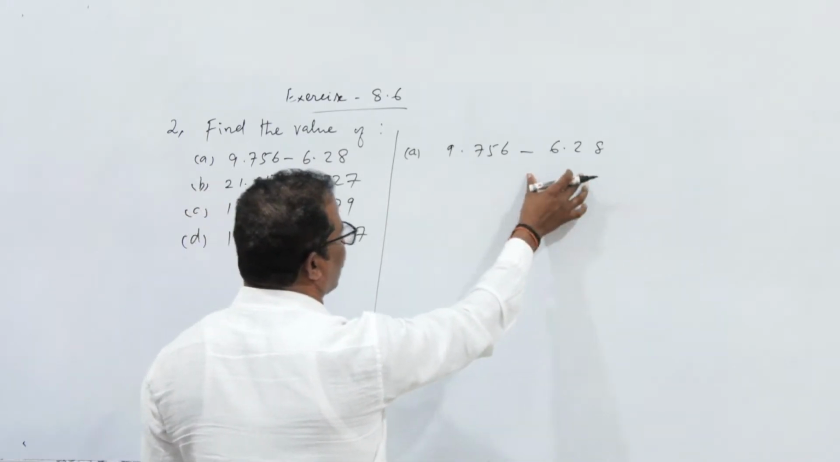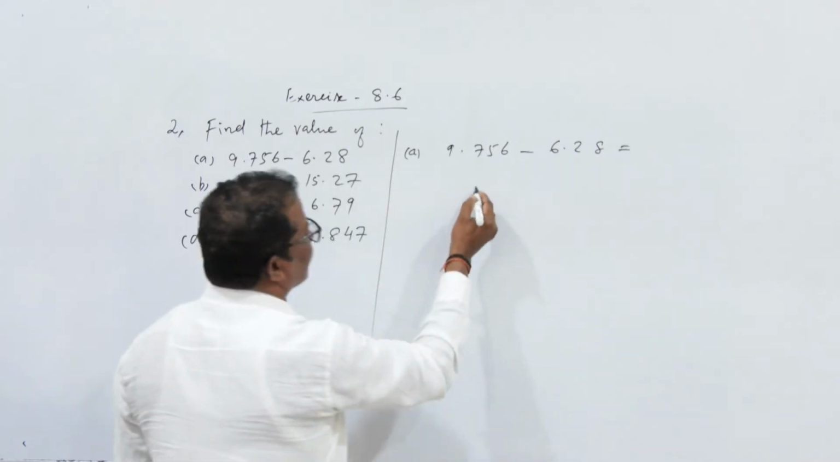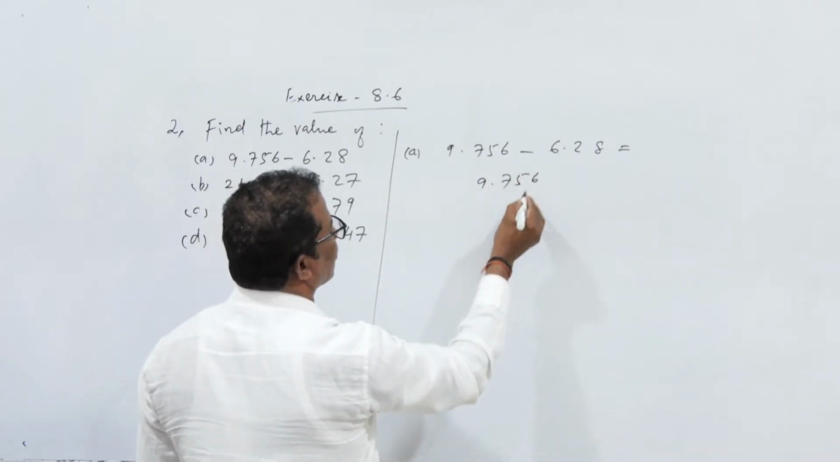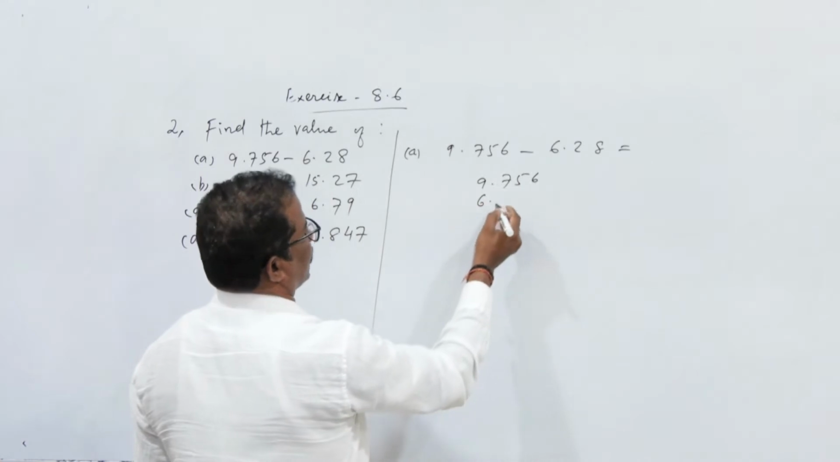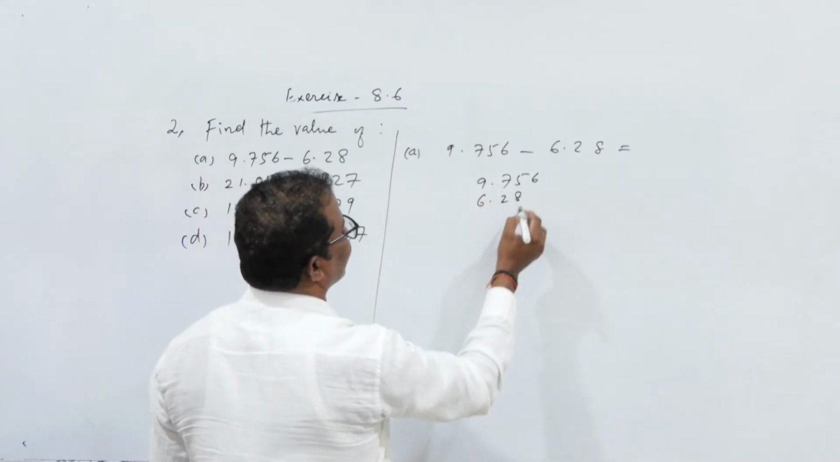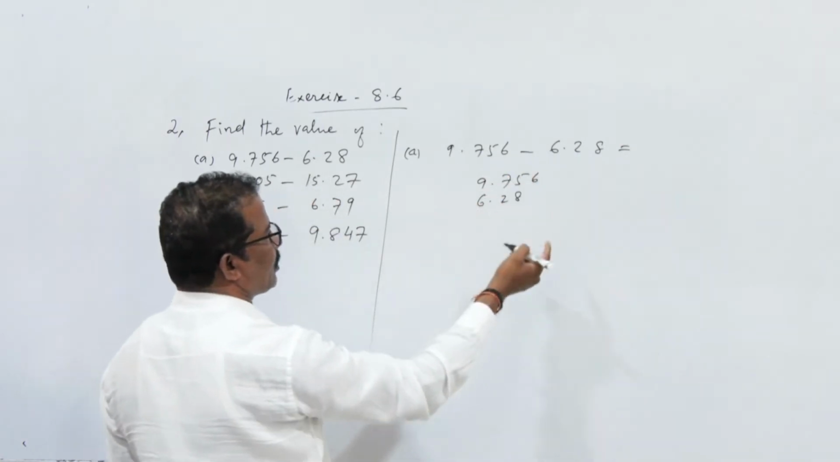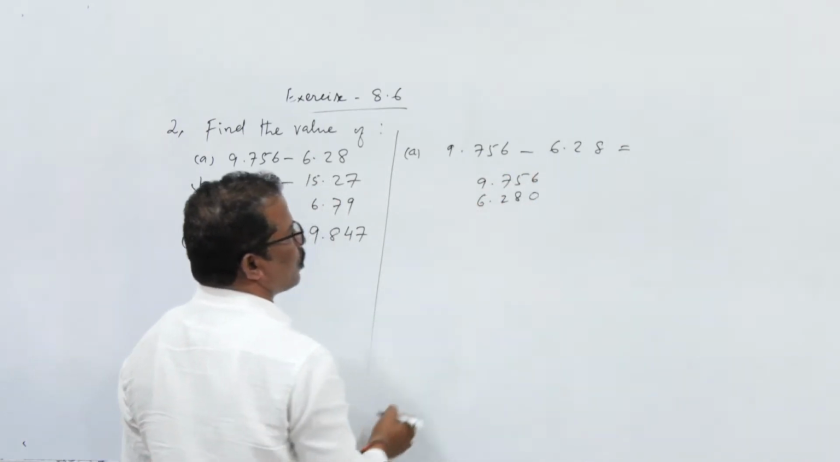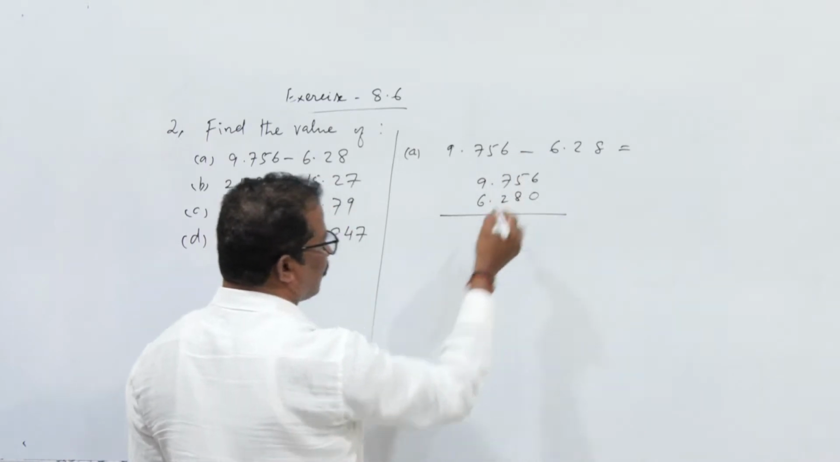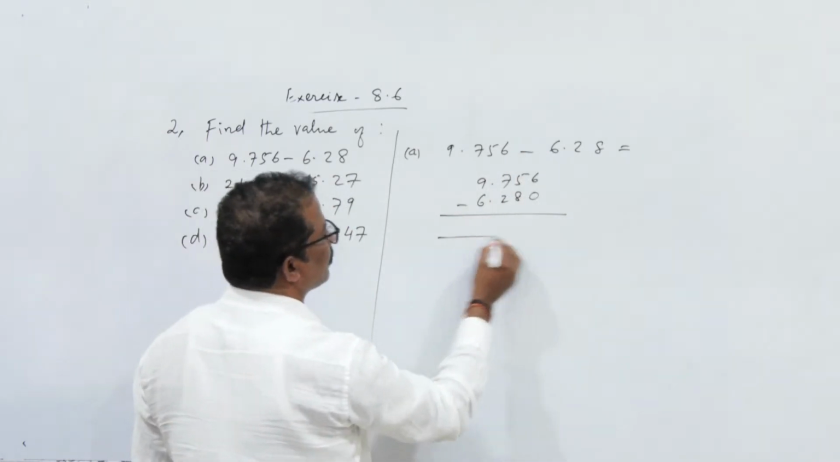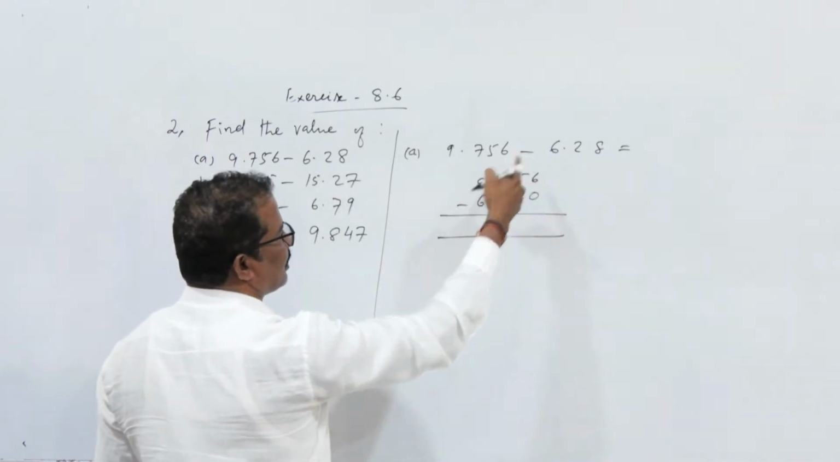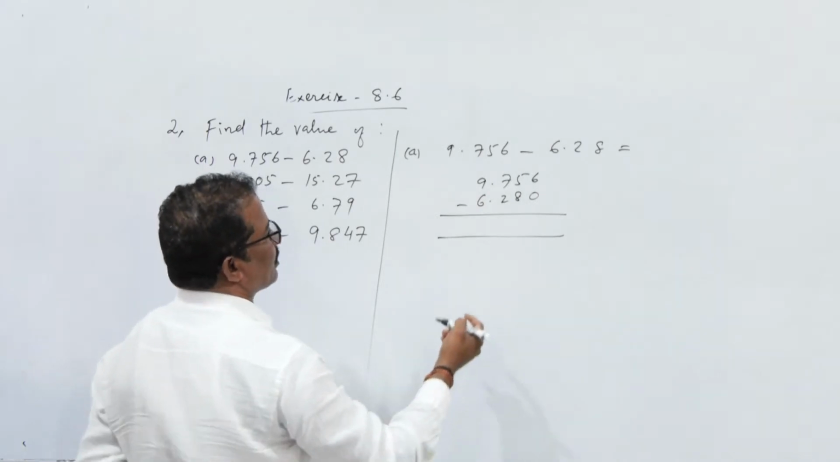This minus sign tells us that we have to subtract both the numbers. This is bigger, this is smaller. So we can write the bigger number on top, then 6.28. Both the numbers are not in like decimal form, so we have to convert into like decimals, which means we have to add 0 here. Now both the numbers are in like decimals. We have to subtract only because this sign indicates we have to do the subtraction.